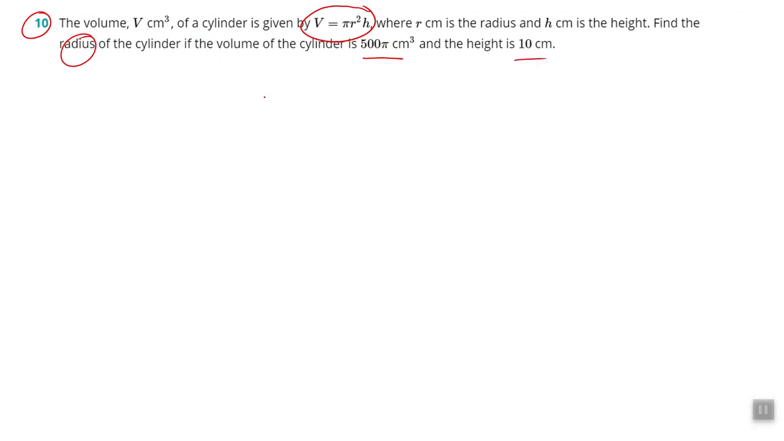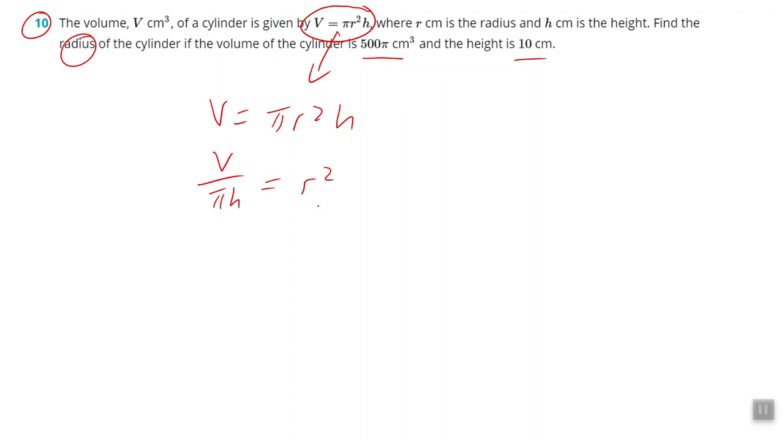So what this is essentially asking you to do is rearrange that formula. So let's rearrange to make R the subject and just sub in V equals 500 pi and H equals 10 centimeters. When we rearrange to make R the subject, we've got V equals pi R squared H. Now I can divide both sides by pi H first because I want to get rid of that. So if I divide both sides by pi H, it goes down the bottom here, and you're left with R squared, because R, pi and H on the right hand side disappear.